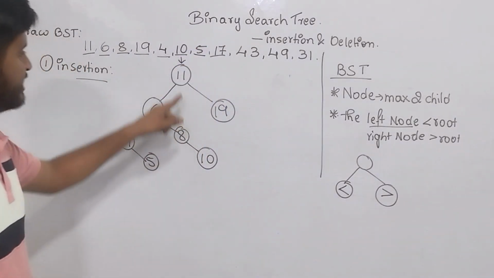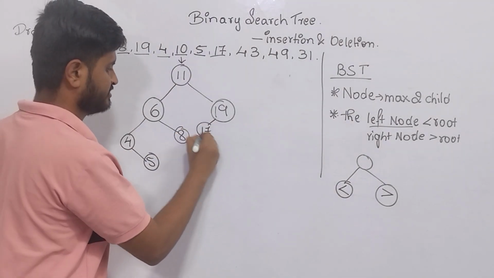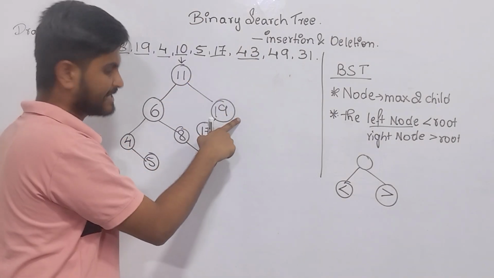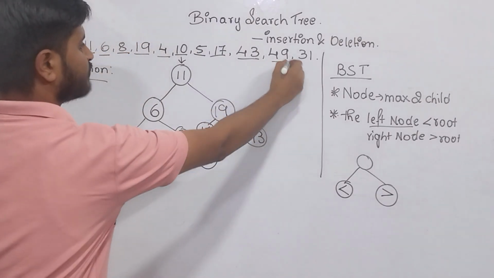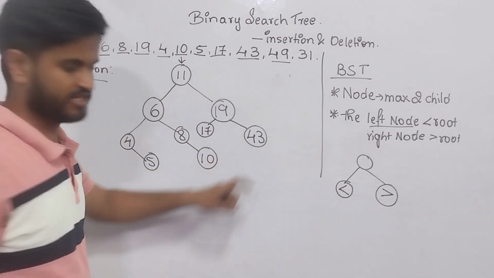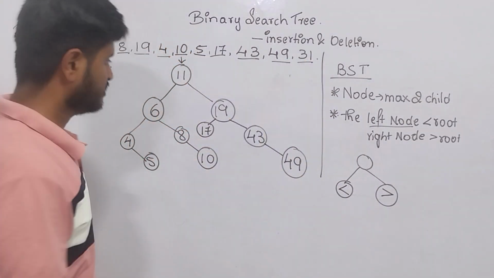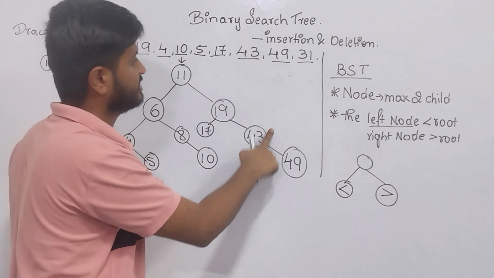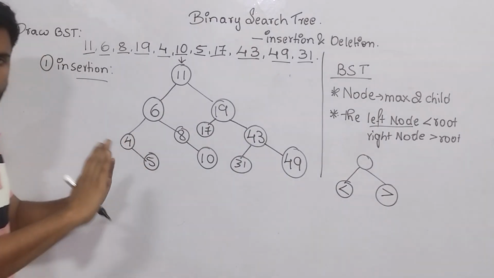Next is 17. 17 is greater than 11 but less than 19, so it will come to the left side. 17 is here. Next is 43. 43 is greater than 11 and greater than 19, so it will come to the right side. Next I must insert 49. 49 is greater than 11, 19 and 43, so it will go towards the right side. Next is 31. 31 is greater than 11, greater than 19, but less than 43, so it will come towards the left side. Now we have inserted all the values.